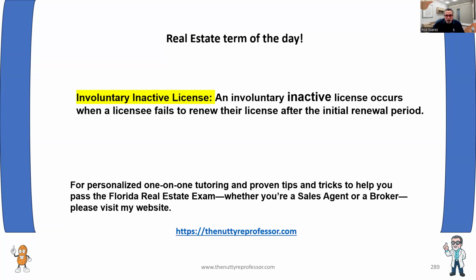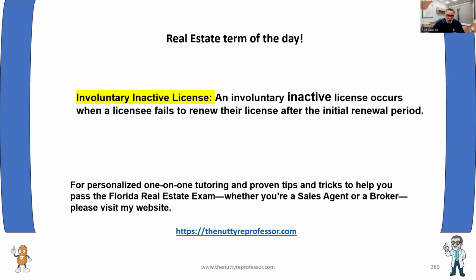Now, do not mistake this for your post license, also known as your first renewal. If you don't do those, you will lose your real estate license. But after you get past your post license and your initial renewal, then every 2 years, you're going to do your continuing education. Failure to do your continuing education, this is what happens.